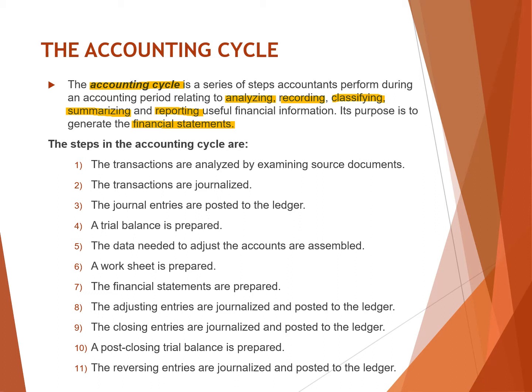We have already discussed this in the previous module, but we will just have a recap of what these steps are. The first one is analyzing the transaction by examining the source documents. The second one is to journalize the transaction. After preparing the journal entries, they will be posted to the ledger. Then a trial balance is prepared to test the equality of debits and credits.